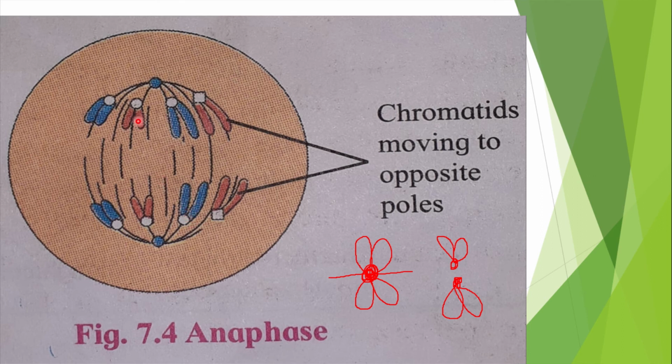Actually, this is how the chromosomes are pulled. Near the centromere, small disc-like structures are present, called kinetochores. The chromosomal fibers get attached to the kinetochores and the daughter chromosomes get pulled. Half the number of daughter chromosomes gather towards one pole and the remaining half gather towards the opposite pole. This is happening in anaphase.